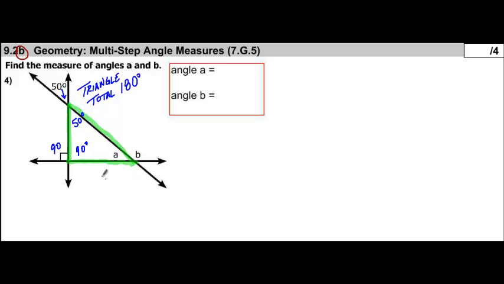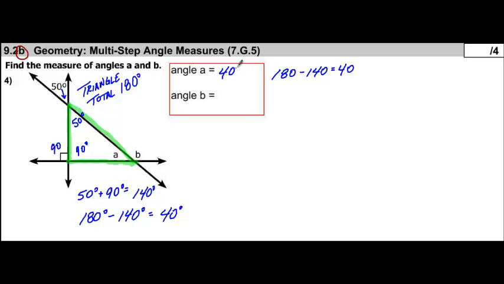So now we're ready to find A. We know that the two angles in the triangle that we have are a 50 and a 90. That equals 140 degrees. We know the entire triangle is 180 degrees. So 180 minus 140 is 40 degrees. So if we go up to A, let me write that here again by A. 180 minus 140 is equal to 40. That's the size of angle A.